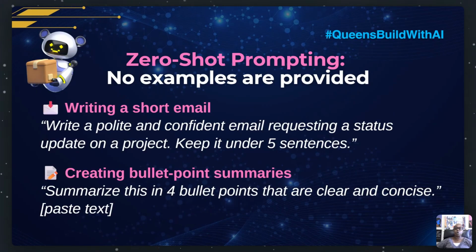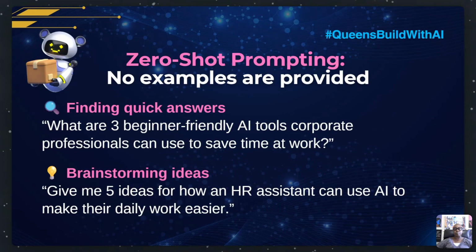Back to zero shot prompting. Our next example is creating bullet point summaries. Summarize this in 4 bullet points that are clear and concise, and you provide the text that you want it to summarize. Two more examples. One, finding quick answers: what are 3 beginner-friendly AI tools corporate professionals can use to save time at work? And our last one, brainstorming ideas: give me 5 ideas for how an HR assistant can use AI to make their daily work easier. Okay, so these are examples of zero shot prompting.